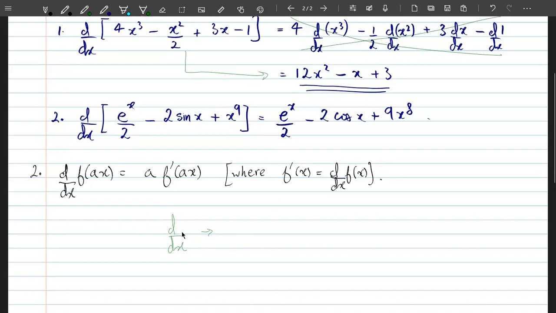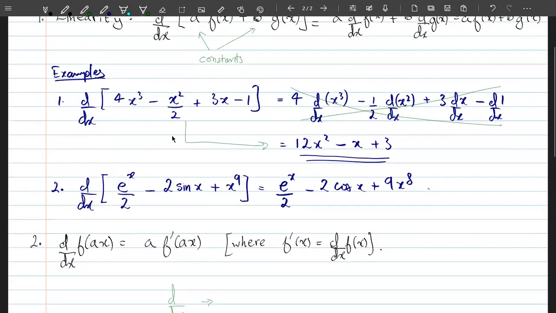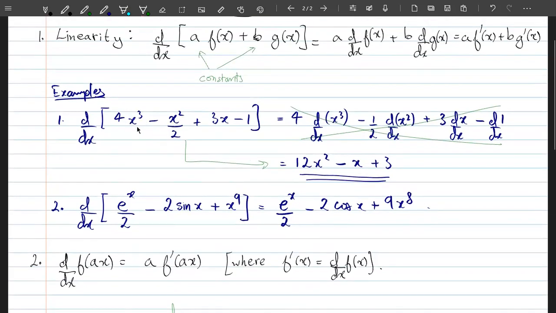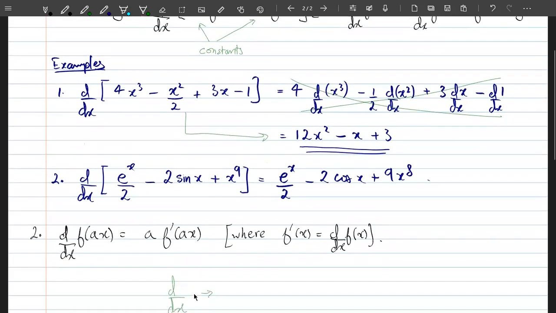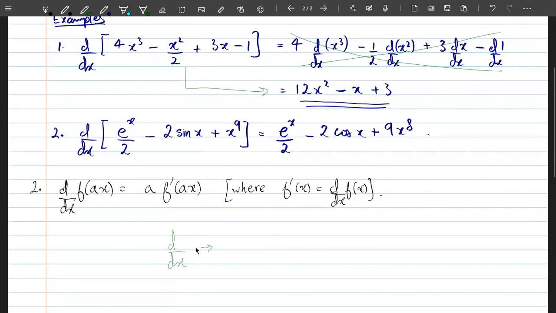So what is this differentiation operator, the one that we have been using? It takes a function as input and gives its derivative as output. For example, if you give the function x cube as input to d by dx, you get the output 3x square. If you give 4x cube as input, you get 12x square. If you give 4x cube minus x square by 2 plus 3x minus 1 as input, clearly you get the output 12x square minus x plus 3. So this maps functions to their derivatives. Takes a function, gives its derivative.